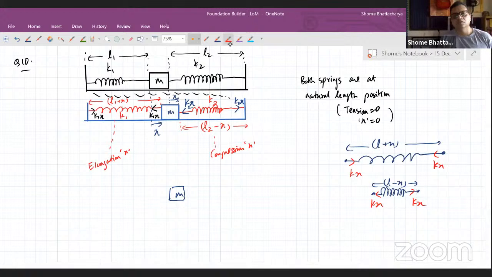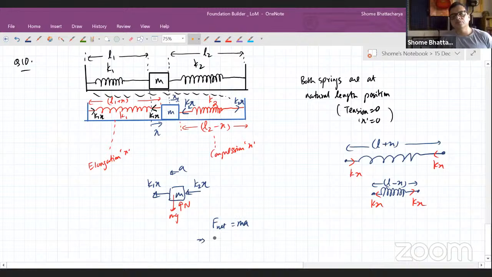So if you see the free body diagram of the block, the spring from this side is pushing it with the force of k2x, and the spring from this side is pulling it with a force of k1x. So it will accelerate in this direction. And of course, vertical forces are balancing. So the net force will be k1x plus k2x. So it will have an acceleration of (k1 plus k2)x upon m.